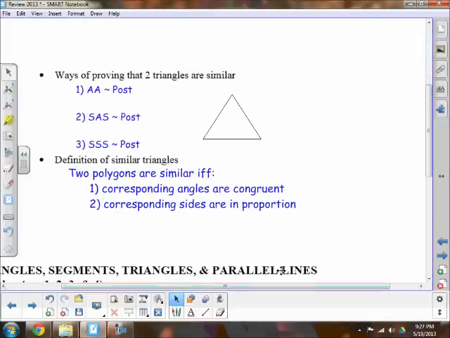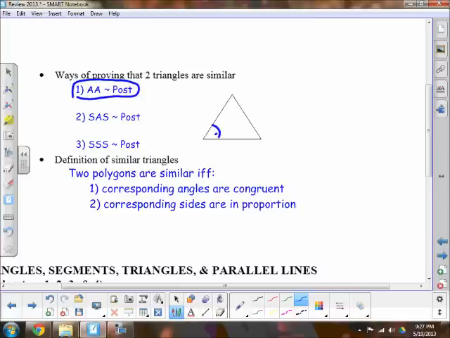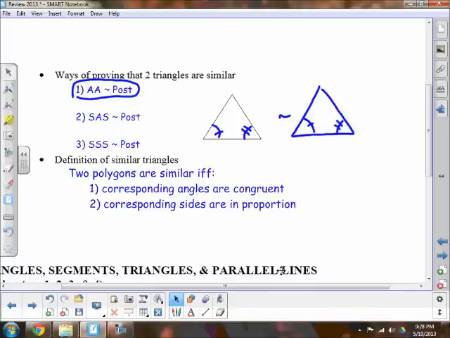Okay. Then we're going to move down here to these last two things that I want to go over. Ways of proving two triangles are similar. We have the angle-angle similarity postulate, the side-angle-side similarity postulate, and the side-side-side. What you need for the angle-angle similarity postulate, the first one, is simply any two angles in one triangle congruent to the corresponding angles of another triangle. That will allow you to conclude that the triangles are similar, not congruent, but similar.